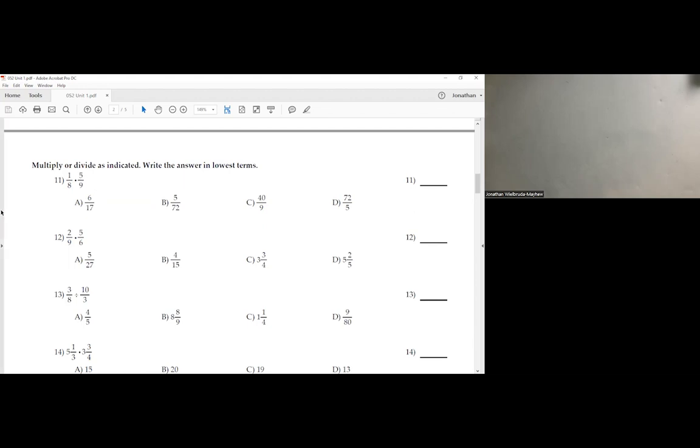Number 11. One-eighth times 5/9. Nothing cancels on the top and on the bottom, so we have to multiply straight across the top, multiply straight across the bottom. We get 5/72.